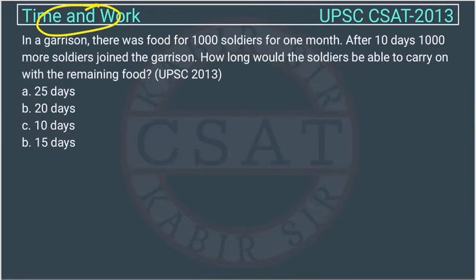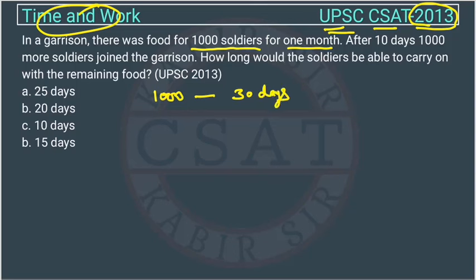This is a question of time and work asked by UPSC in their CSAT paper of 2013. In a garrison, there was food for 1000 soldiers for 1 month. So there was food for how many soldiers? 1000, and it will last 30 days, right? After 10 days, 1000 more soldiers join the garrison. How long would the soldiers be able to carry on with the remaining food?